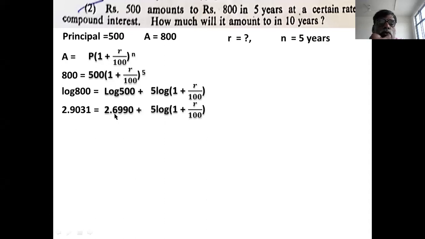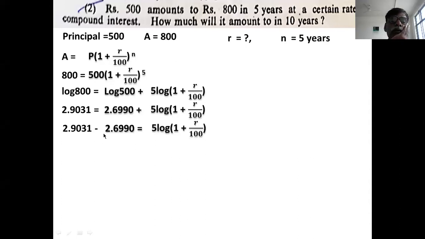So you take this 2.6990 to that side. So 2.9031 minus 2.6990 is equal to 5 log of 1 plus R by 100. Okay, if you deduct it, the answer is 0.2041. So 0.2041 is equal to 5 log of 1 plus R by 100. Then you take this 5 to that side.